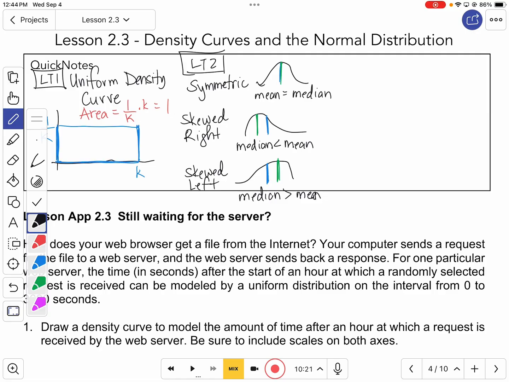Okay, so just knowing those locations. I think there's one here in a second that we're going to do where it just shows you a curve. We have to pick which one we think is the mean, which one we think is the median.